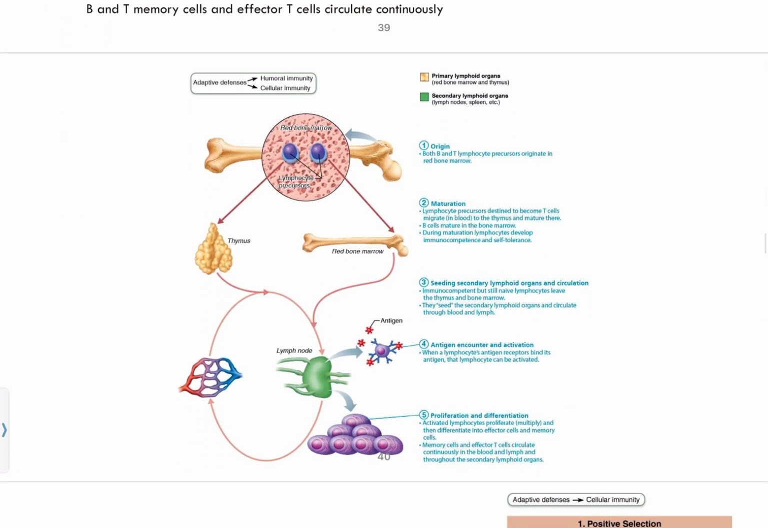So this is just a good overview of the different steps in the pathway for lymphocyte development, beginning with origin in the bone marrow, then the maturation process, where the location is going to be unique depending on which lymphocyte it is, then secondary lymphoid organ seeding, where hopefully they're going to have an encounter with the antigen that they are specific for. And if they do, it's going to cause their proliferation into effector cells and some memory cells.